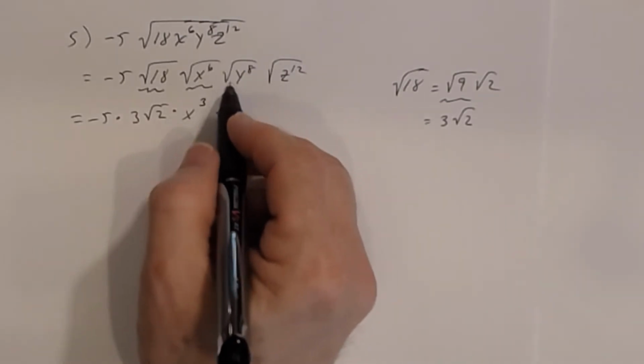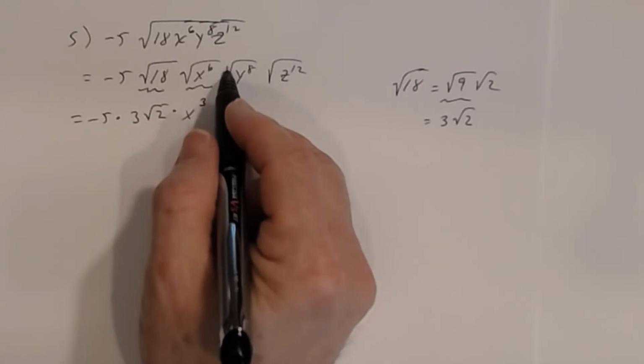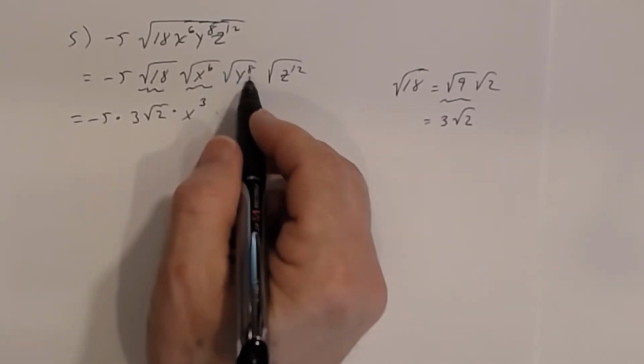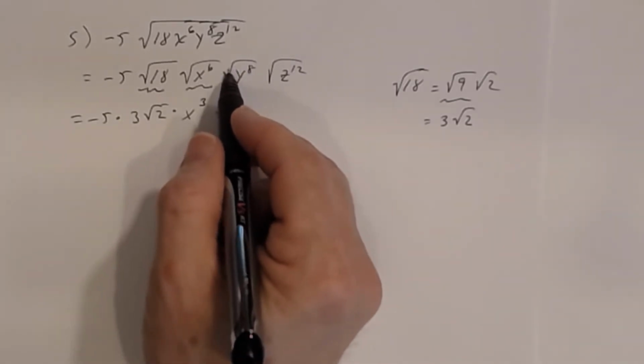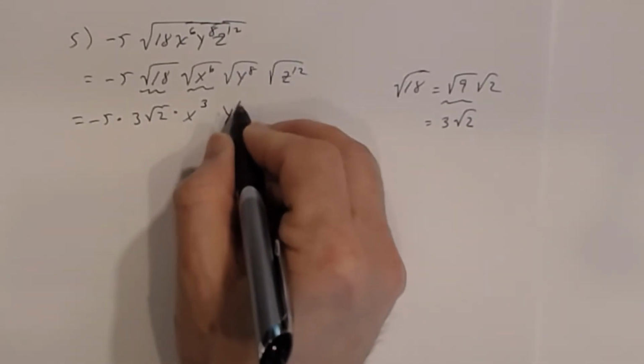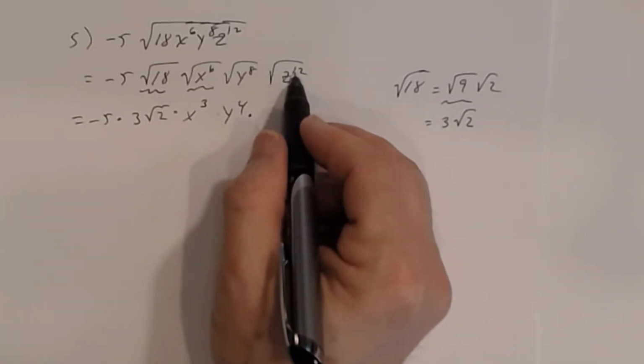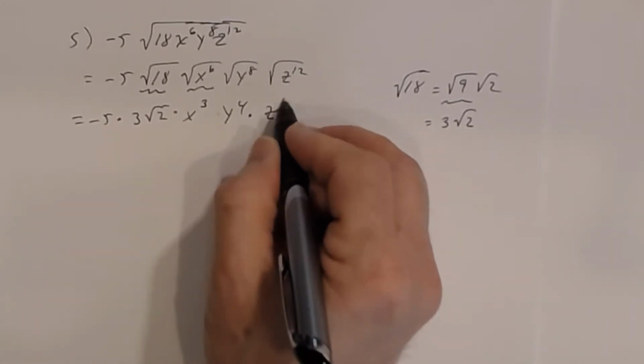Can I simplify the square root of y to the 8th? Yes, because 8 is greater than or equal to the index. But this is an easy one because 8 is divisible by 2. 8 divided by 2 is 4. So this is y to the 4th, times z to the 12th. The square root of z to the 12th: 12 divided by 2 is 6. So that's z to the 6th.